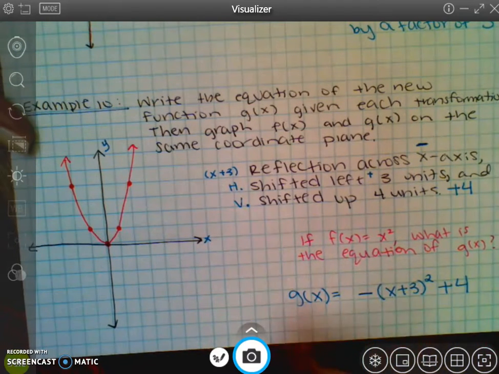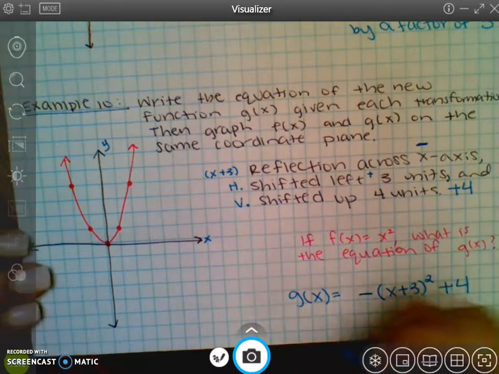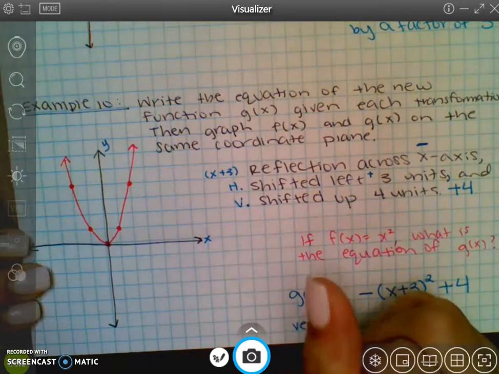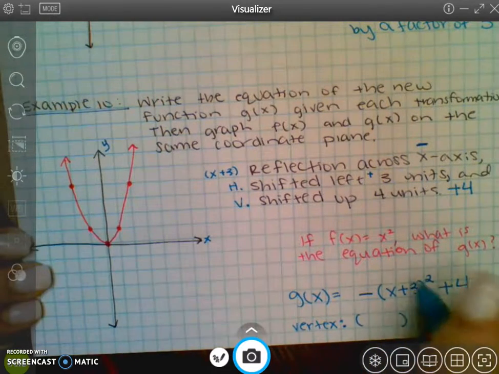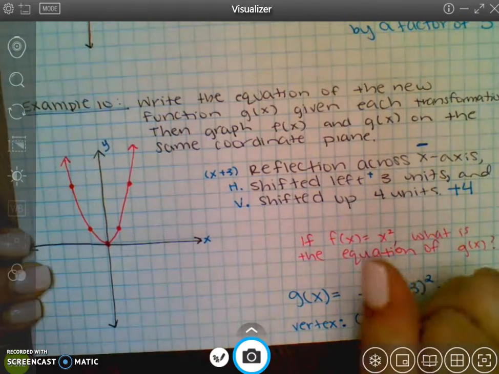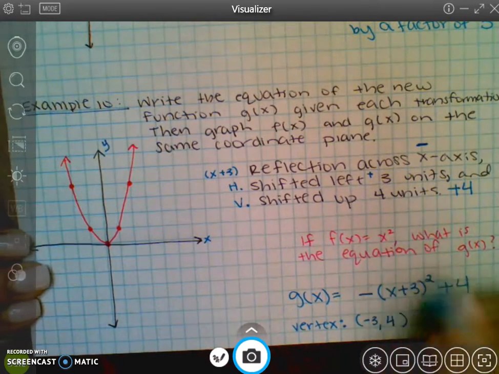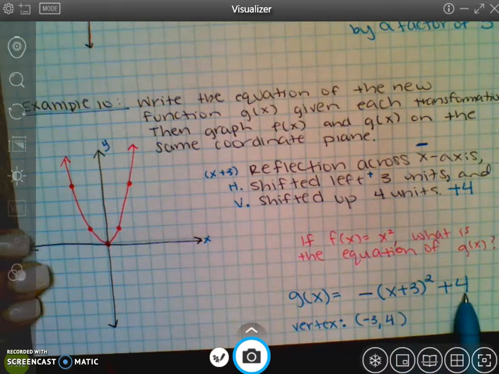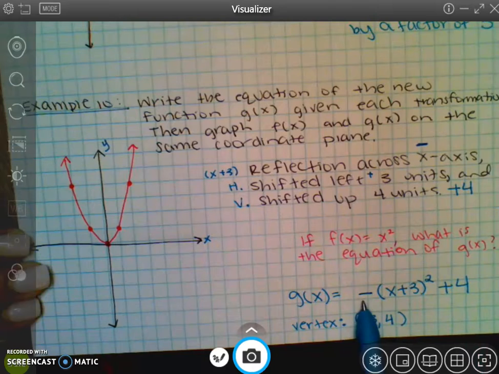Okay, now I need to graph this. Okay, a lot has happened to this. However, your vertex is going to stay the same. So I'm going to write down my vertex. My vertex is the opposite of x. So it's going to be a -3, keep k, keep 4. So -3, 4. Opposite always. So opposite, keep. Opposite, keep. The negative, though, is going to tell me my graph needs to be facing downwards.